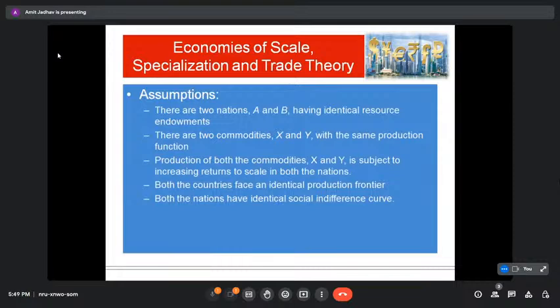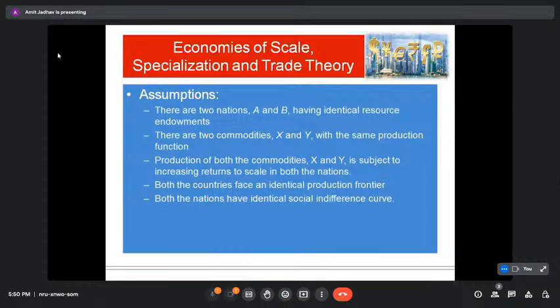Next, we have the economies of scale specialization trade theory. In this theory also we have to assume some situations. The first assumption: there are only two nations, A and B, having identical resource endowments. It means they have the same factors available in the two countries. There are two commodities, X and Y, with the same production function, in both countries.